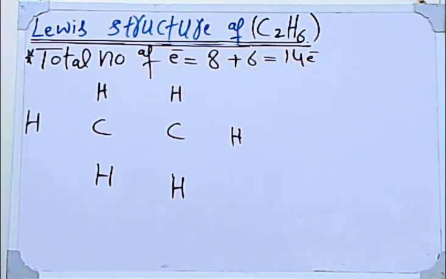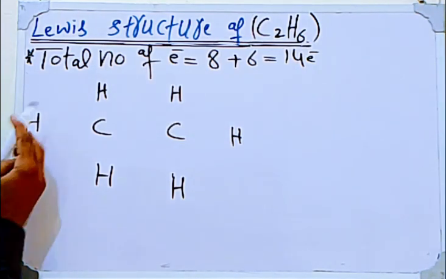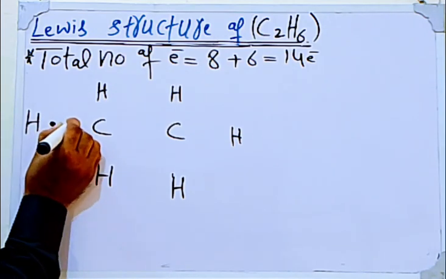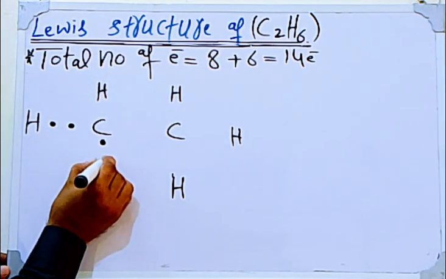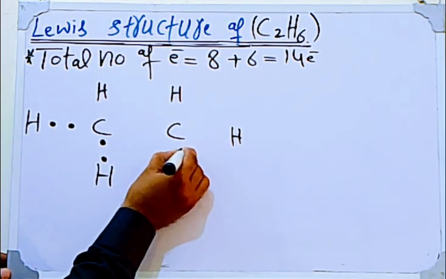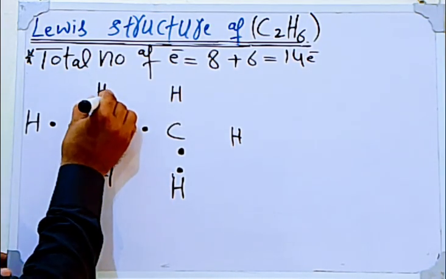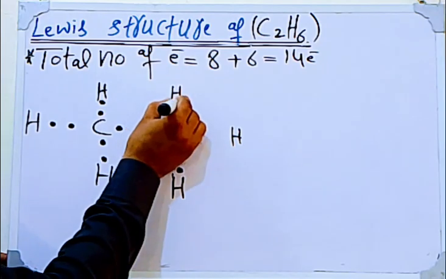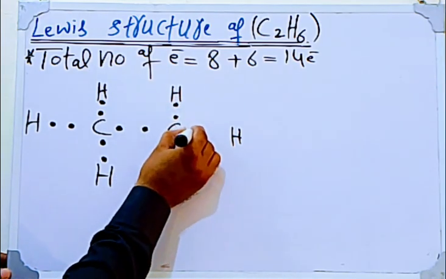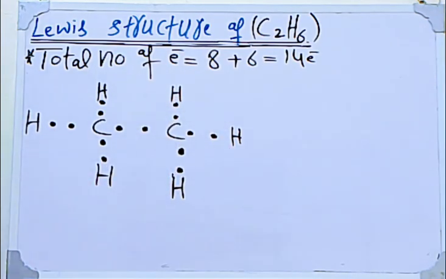So students, first of all, to represent a single covalent bond, we place a pair of electrons between every carbon-carbon and carbon-hydrogen atom to complete the duplet of hydrogen and octet of carbon atoms.